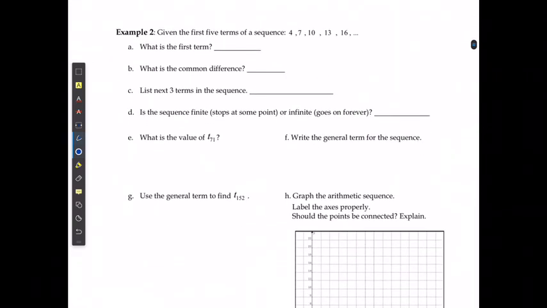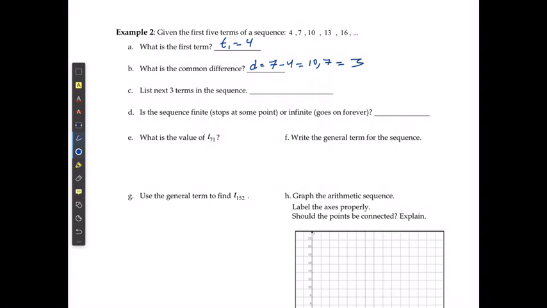Given the first 5 terms of a sequence, what's the value of the first term? Well, T1 is going to equal 4. What is the common difference here? Well, the difference I could get from either the second term minus the first term, which is going to be the same as the third term minus the second term, which is still just going to give me 3.